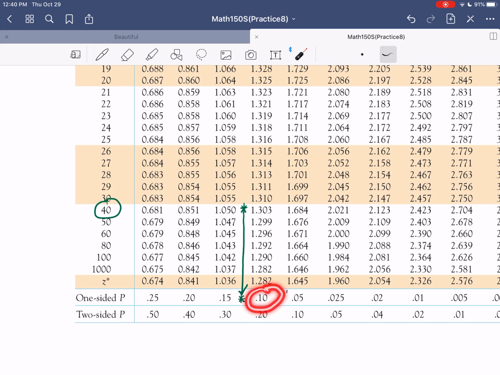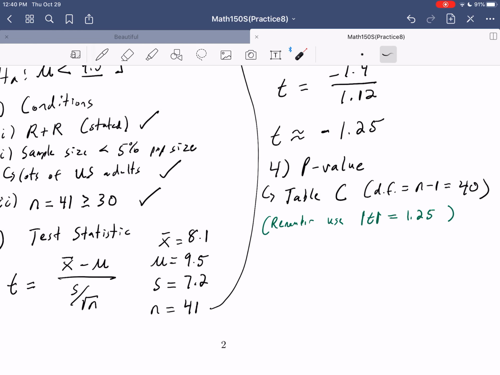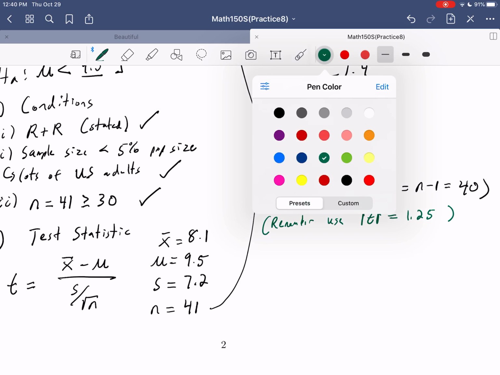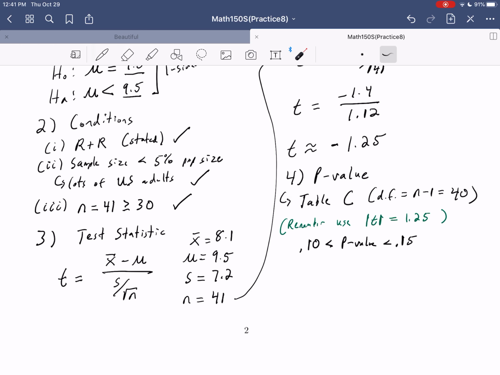So we'll write 0.10 and then 0.15. That tells us that our p-value in this case, 0.10 is less than our p-value, which is less than 0.15. Again, when we're doing these one sample mean hypothesis tests, we don't get an exact value for the p-value, we get a range. So this is telling us that the p-value is somewhere between 10% and 15%. It might be like 11%, it might be 12.7%, but we know it's not something like 4%, we know it's not something like 29%. It has to be stuck in this range.